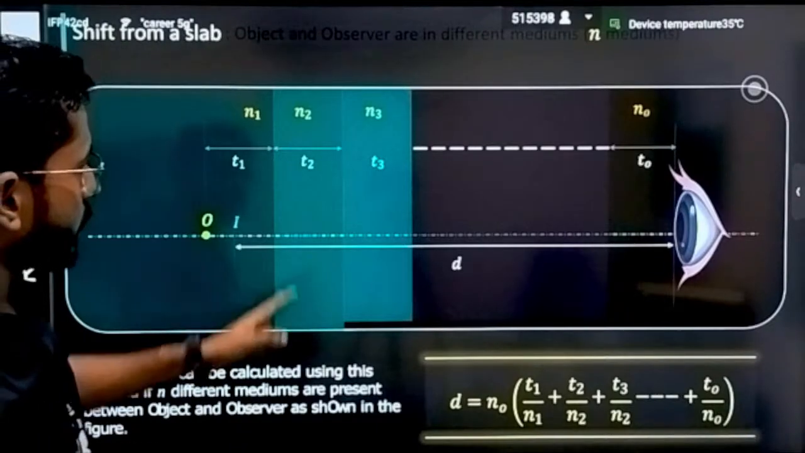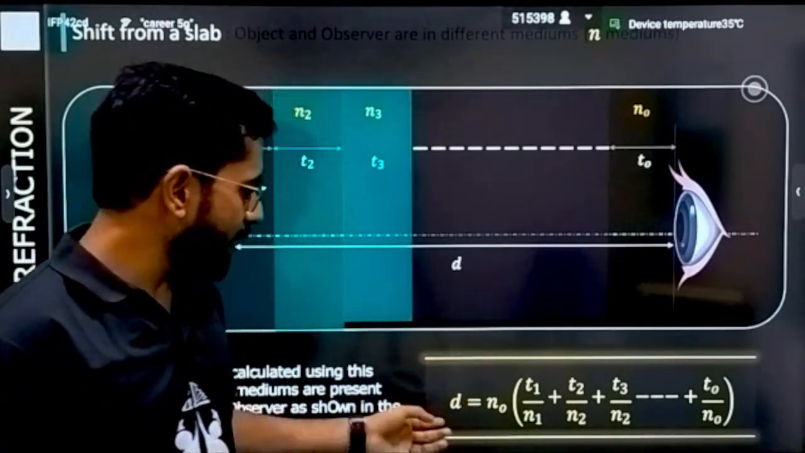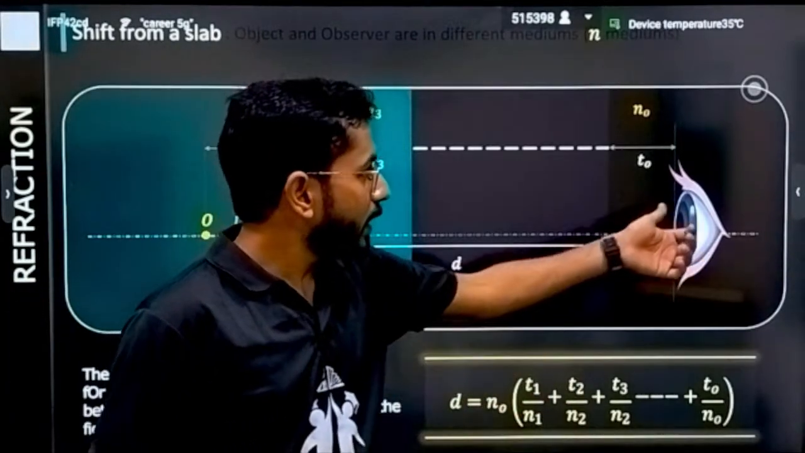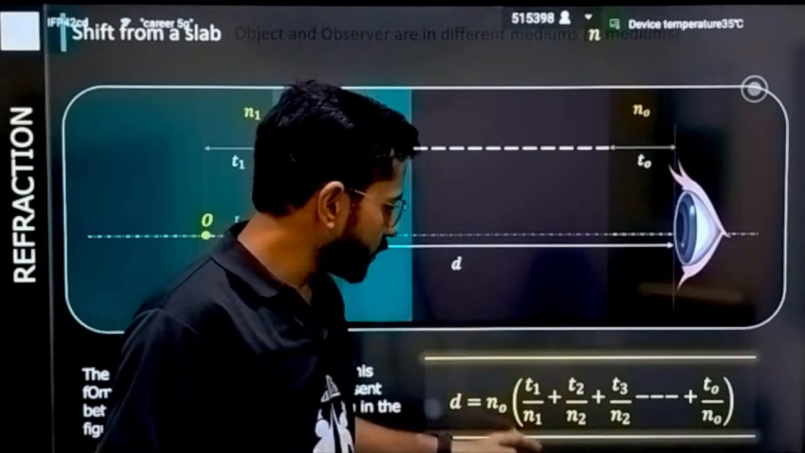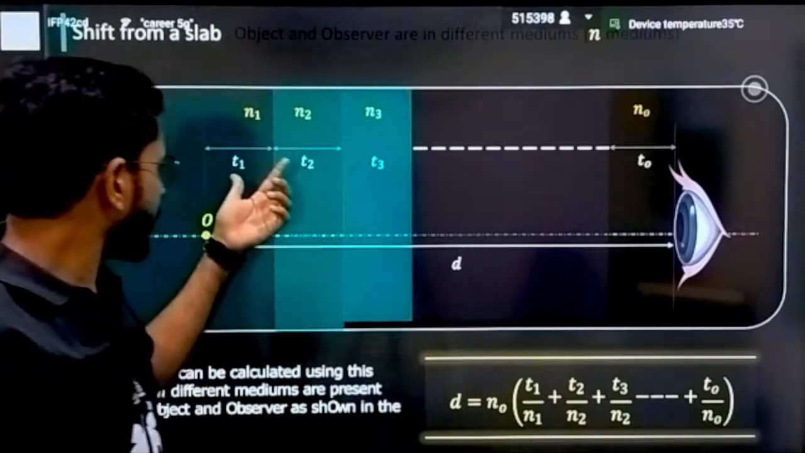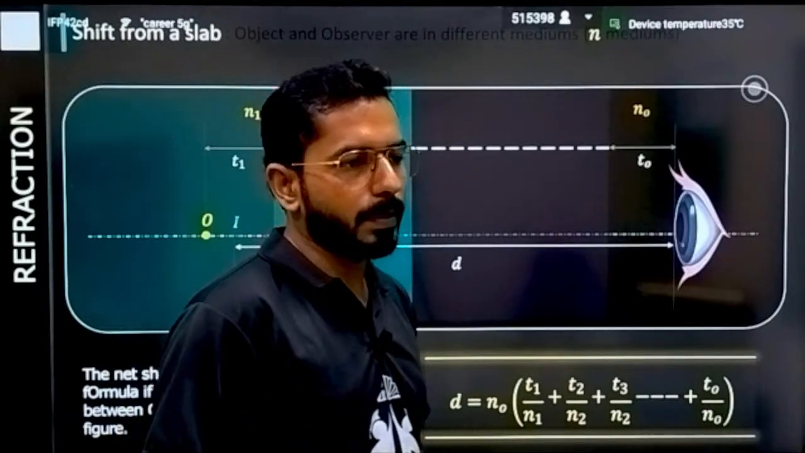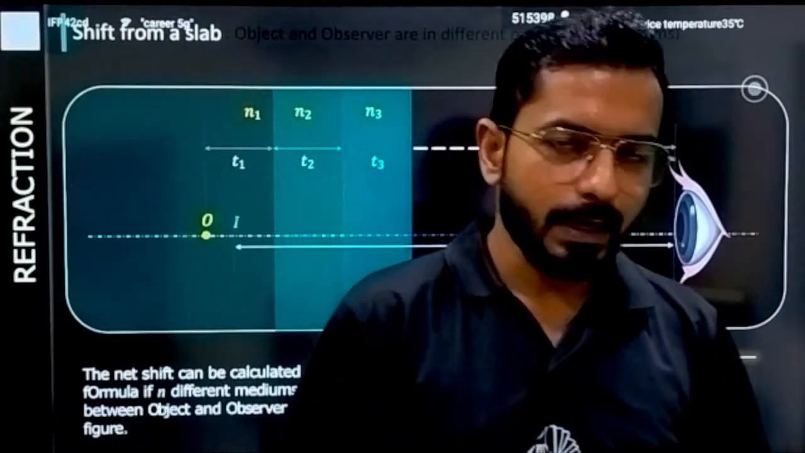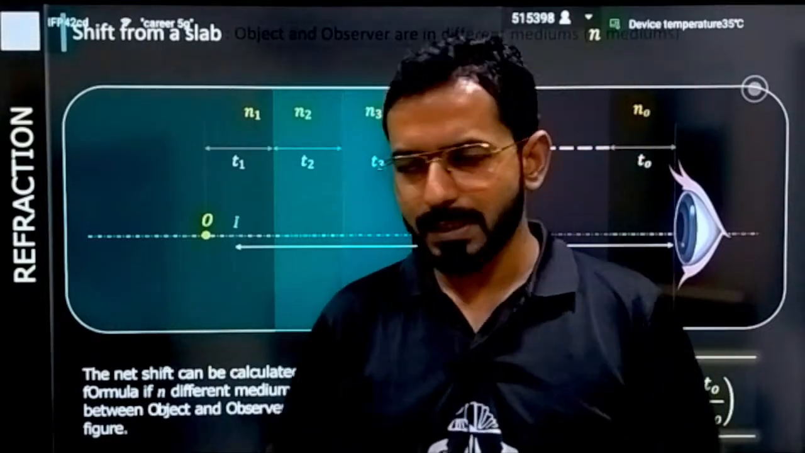See, let's suppose n number of slabs are given, then how will we write it? D n naught. N naught is what? N naught is the medium in which your eyes are present or the observer is present. Then you just have to take the ratio T1 by N1, T2 by N2, T3 by N3 and just keep adding them up till the n number of slabs, and that's it. That is what your final result will be. Clear? Easy?